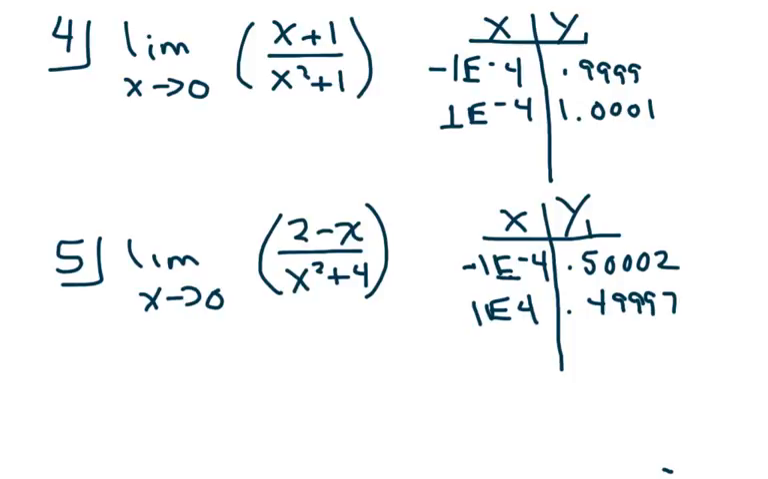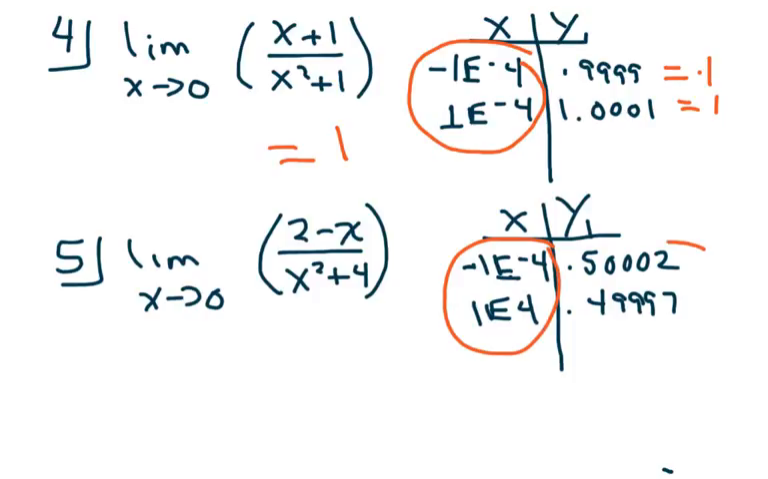And this one, you look at the table, this is very close to 0. These numbers here, it's from the negative side and the positive side. And this gets closer and closer. This is very close to 1, so our answer is 1. All right? The limit of 2 minus x divided by x squared plus 4 as x approaches 0. So here's our zeros. It gets closer and closer to 5. So that equals 5.